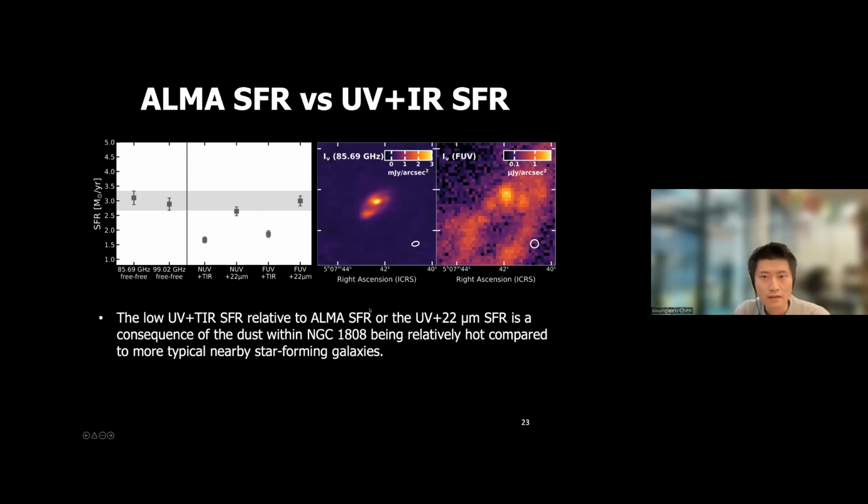In the end, we compare the ALMA star formation rate with the ultraviolet star formation rate, which has been corrected for dust obscuration using the total infrared flux and turned into a micro-infrared flux. The low ultraviolet star formation rate corrected using total infrared emission, relative to the ultraviolet plus 22 micron star formation rate, is a consequence of the dust within the galaxy being relatively hot compared to more typical nearby star-forming galaxies, which is consistent with our results of the comparison of the ALMA star formation rate with the infrared star formation rate. We can also see the ultraviolet image is plotted here.